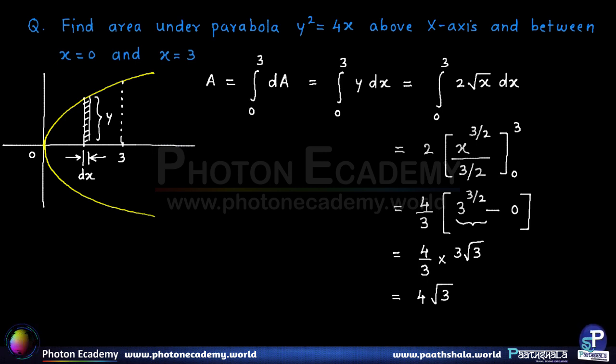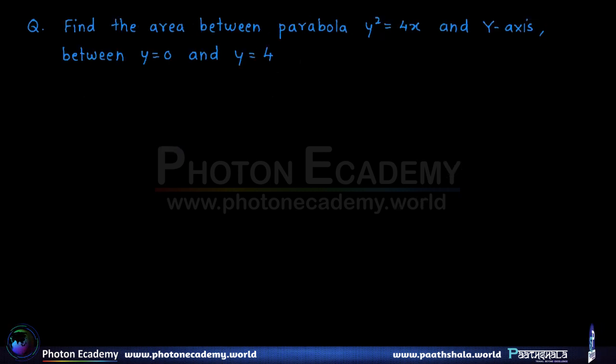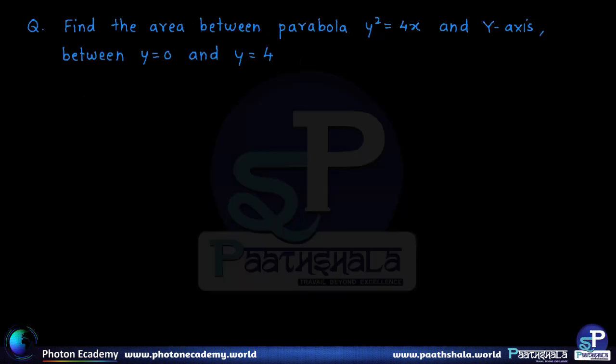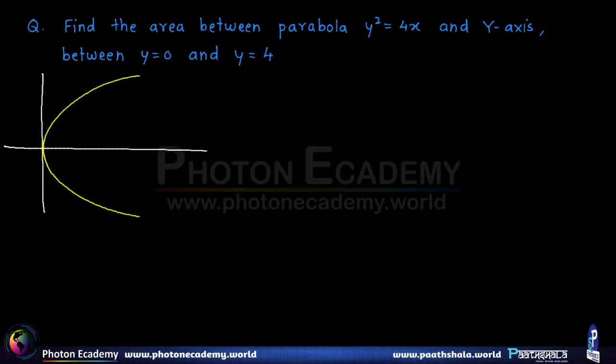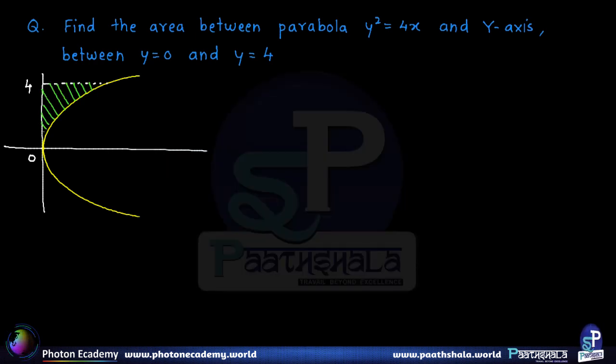Now let's solve another question. Here we have to find the area between the parabola y square equal to 4x and the y axis between y equal to 0 and 4. Once again, we are given the same parabola as in the previous question, but now the area asked is different. It is between the parabola and the y axis, between two limits, that is y equal to 0 and y equal to 4. The area that we are asked is as shown here in green shading.